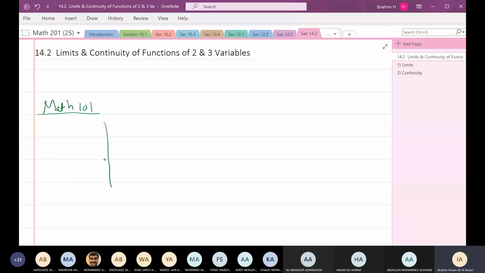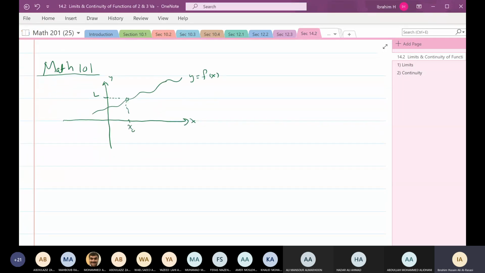You have the following: this is the x-axis and this is the y-axis. This is x0, this is L, and this is y equals f of x. So you have a function y equals f of x, and the question is, what is the limit of f of x as x approaches x0? What is the limit from the graph? It is L.